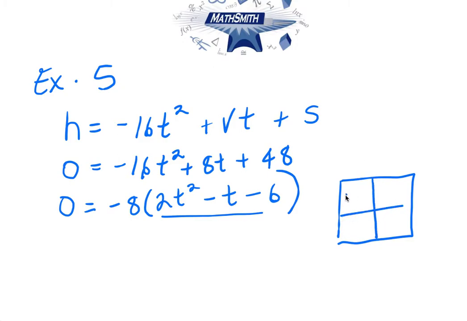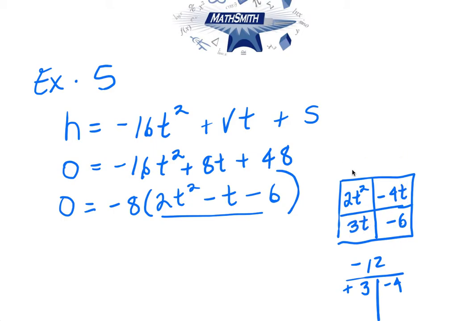So we're going to put 2t squared here. We're going to put negative 6 here. We're looking for factors of negative 12 that combine into negative 1. So that means my smaller is going to be positive, and my larger absolute value will be negative 4. So this is going to be negative 4t and 3t here.